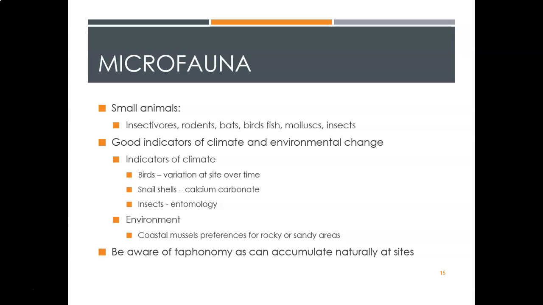Of course, snails and other mollusks can be really useful for us because their shells themselves are calcium carbonate, for which we have a number of dating techniques we can use. Calcium carbonate is also useful for isotopic analysis, which can also tell us about season and seasonal change as well. Of course, insects tell us about climate and environment. So they can be really useful tools for us to reconstruct climate and environment.